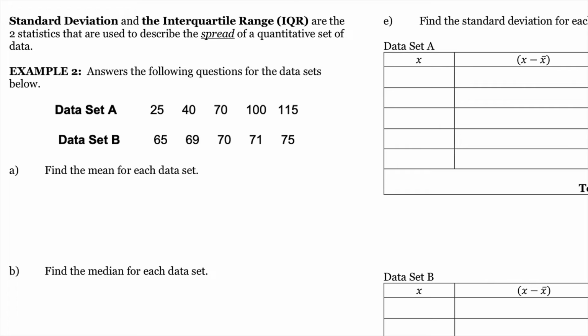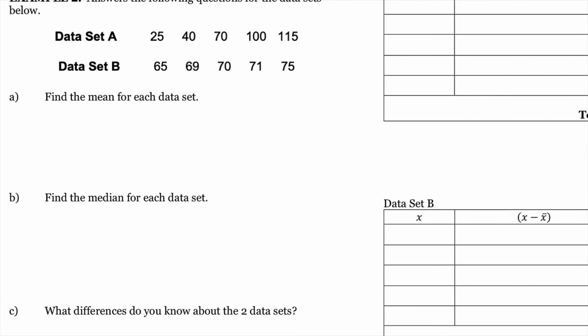Okay, so what I want you to do first, we have two sets of data, right? Imagine these are very small classes. Set A is a very small class of 5 students. Set B is a very small class of 5 students, okay? They each took the same test. I'll give you about 3, 4, 5 minutes. I want you to find the mean for both A and B and the median for both A and B. Do letters A and B.